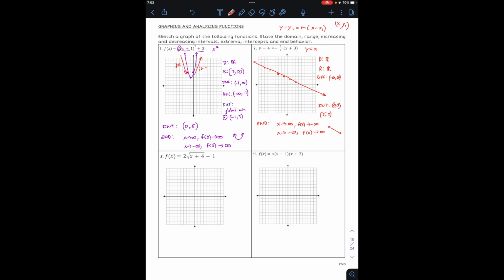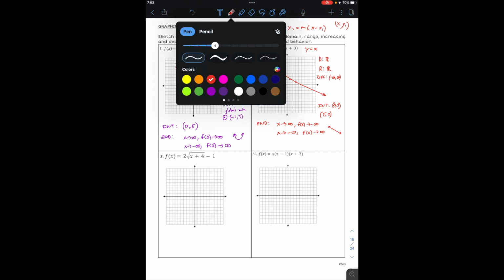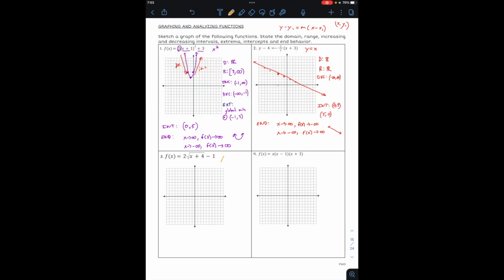All right, now we have our square root function. So if we think about the parent square root function, we would just have y equals square root x. Look a little something like this, right? So we have to think about how is that transformed based on our function.